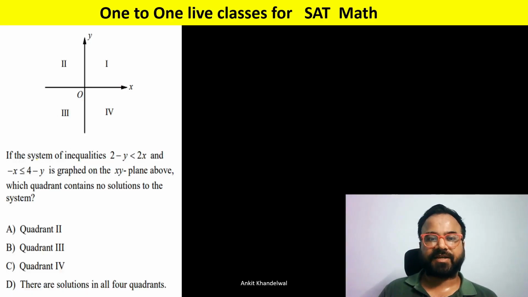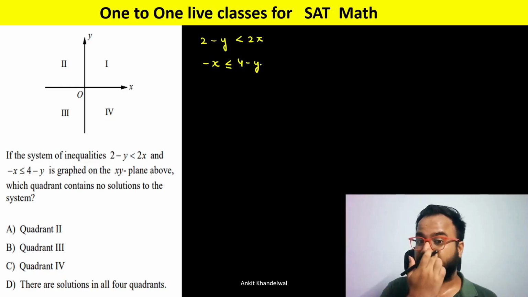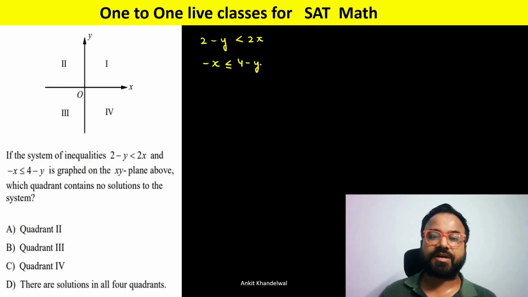Let's see this. It says if the system of inequalities 2 minus y less than 2x, and minus x is less than or equal to 4 minus y, is graphed on the xy plane above, which quadrant contains no solution to the system? No solution to the system means there will not be a solution.